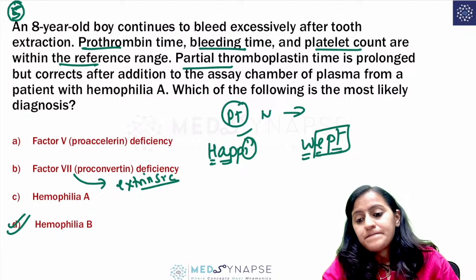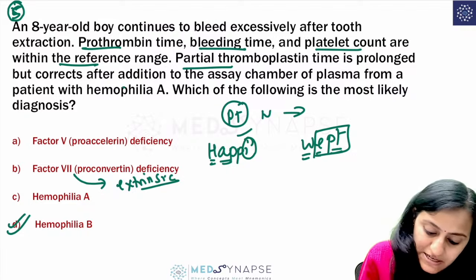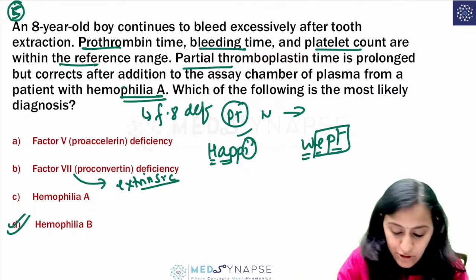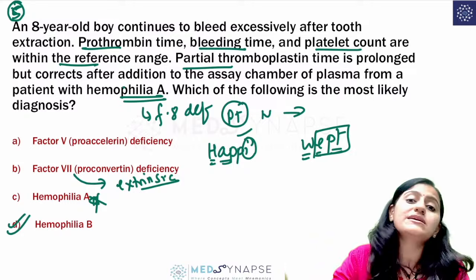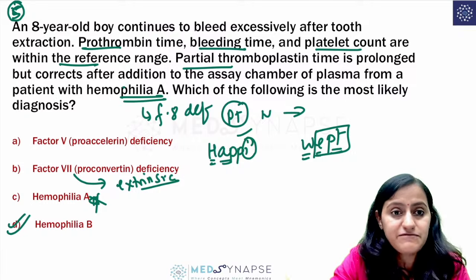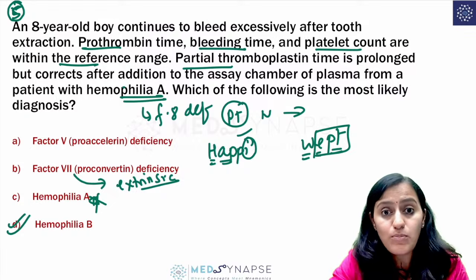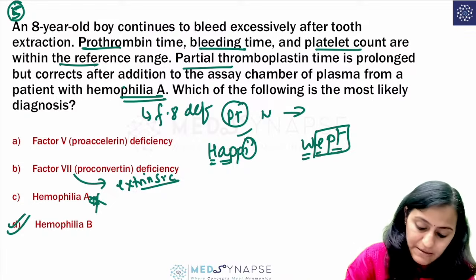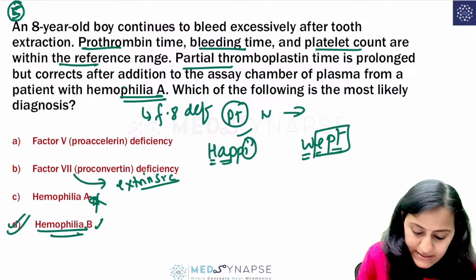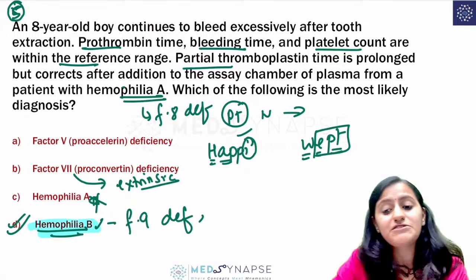Correct. Okay. So what is given here is it corrects after the addition of plasma from a patient with hemophilia A. Hemophilia A is factor 8 deficiency. So if the patient had hemophilia A and you are giving hemophilia A patient ka plasma, it will not get corrected because both of them are having factor 8 deficiency. So the hemophilia A patient is having factor 8 deficiency, but the factor 9 is normal, and that is why it is correcting hemophilia B ke patient ka PTT. Right? Is this clear with everyone? So the correct answer here is going to be hemophilia B, which is factor 9 deficiency.